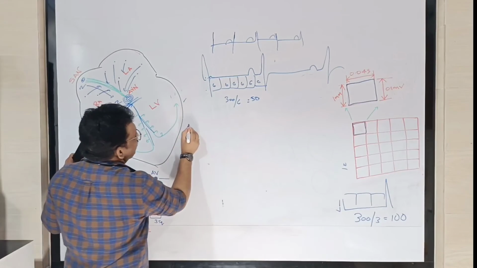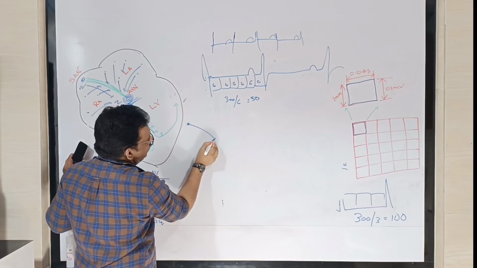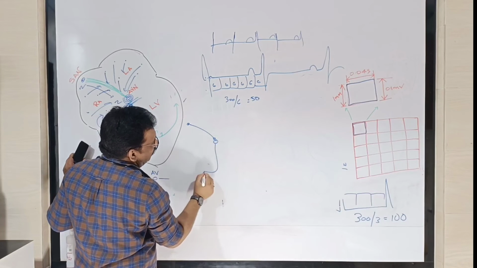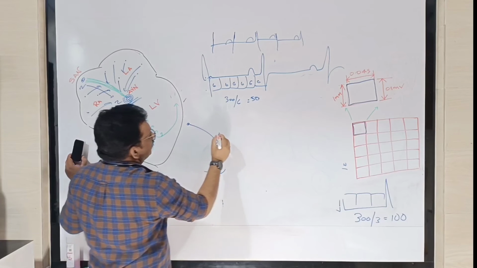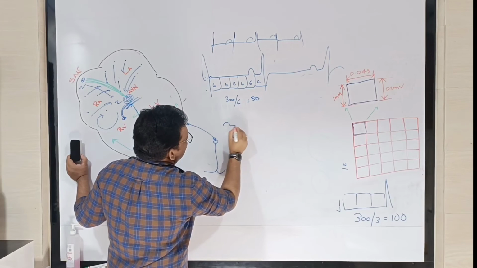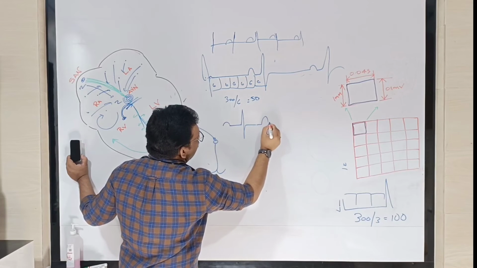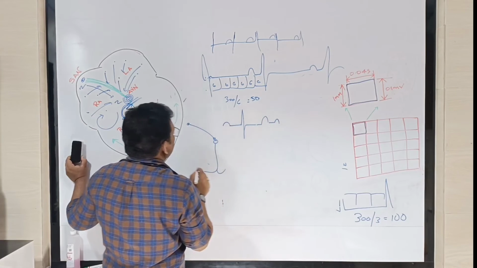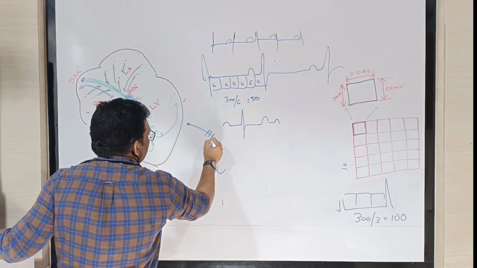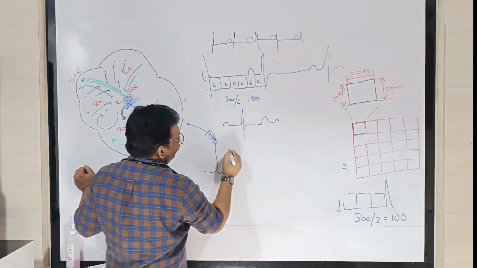So you already know that the SA node is there, then conduction to the AV node, and from there it goes to the Purkinje fibers. So normally you get a P wave, then PR interval, QRS complex, then T wave, next P wave. Now if there is a problem in conduction here, what is the first problem?